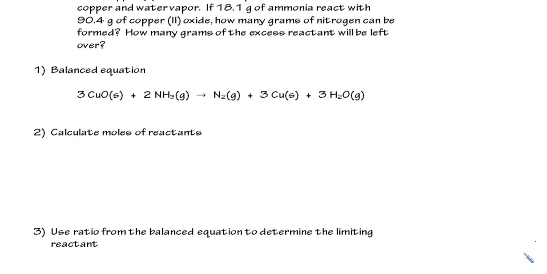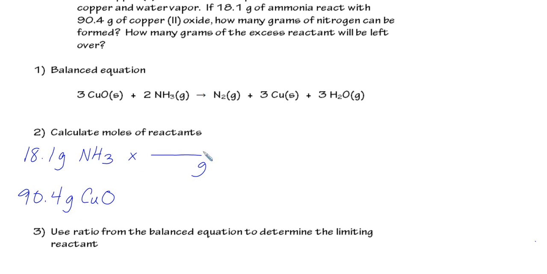So often our initial data is given to us in grams. That's how we measure in the lab. But we need to switch it to moles. 90.4 grams of that copper oxide. We need to compare these to that ratio in the balanced equation, but it's got to be in moles first. So I make one quick switch, out of grams into moles.